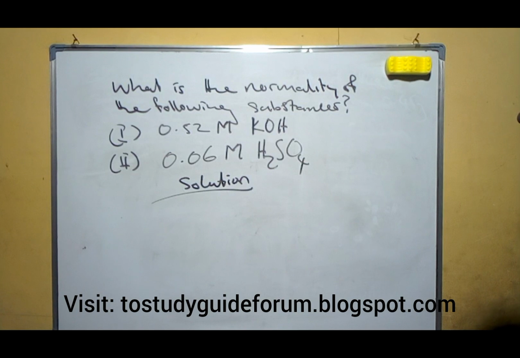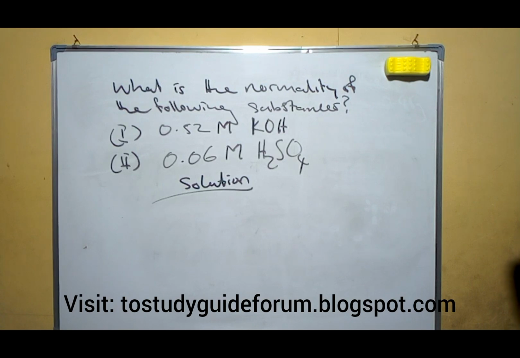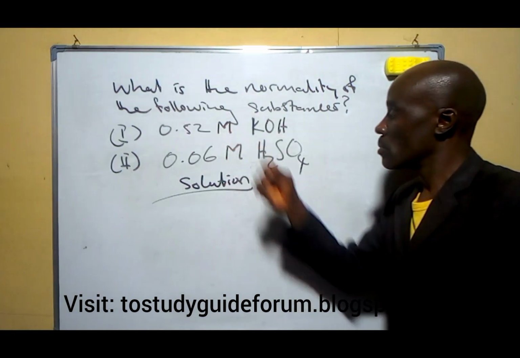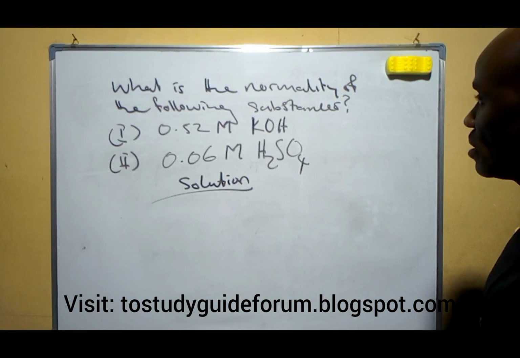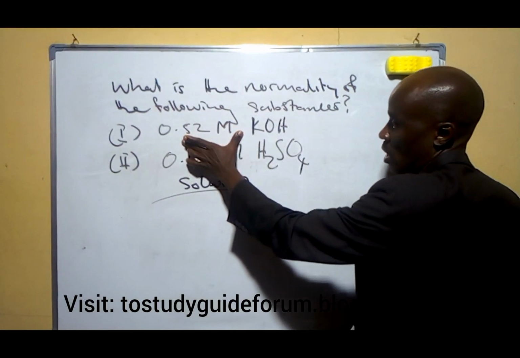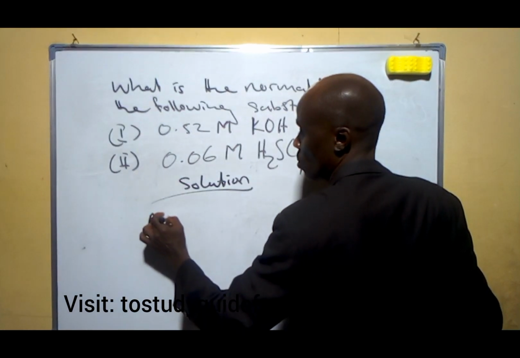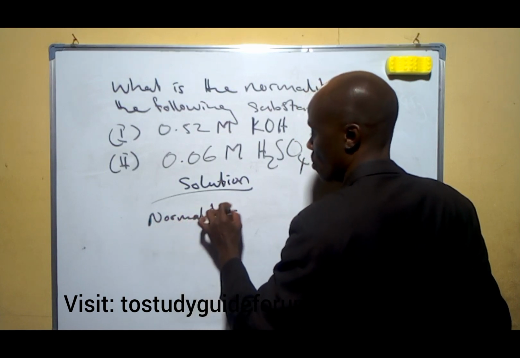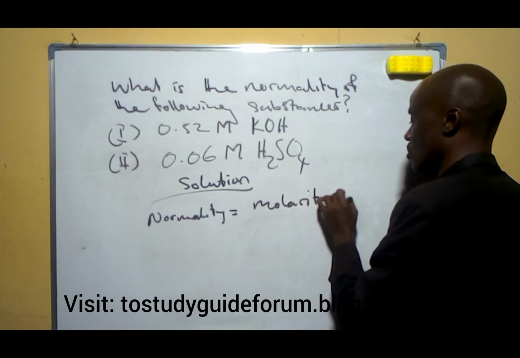If you look at the potassium, the ionic charge there, which stands for the equivalent, is 1. To calculate the normality, since this one is a molar concentration, we are going to use our formula: normality is equal to molarity times equivalent.